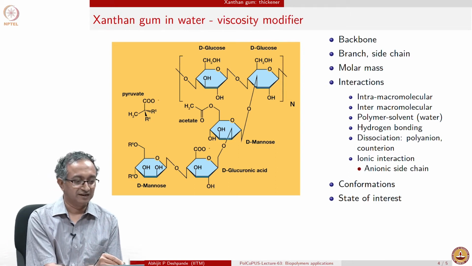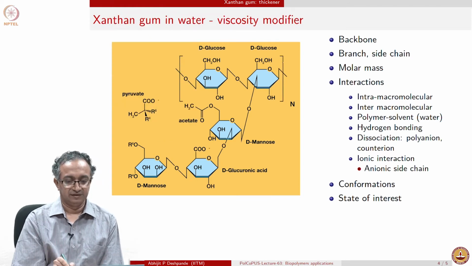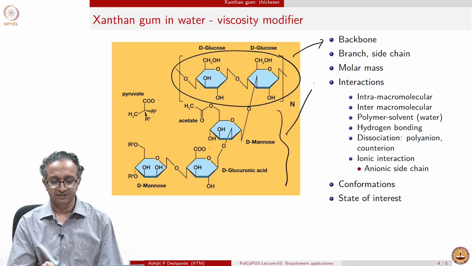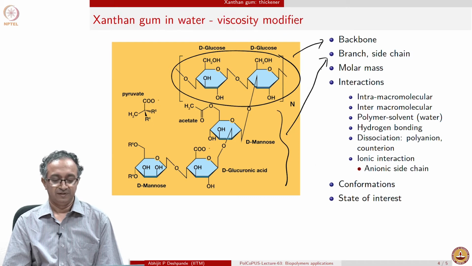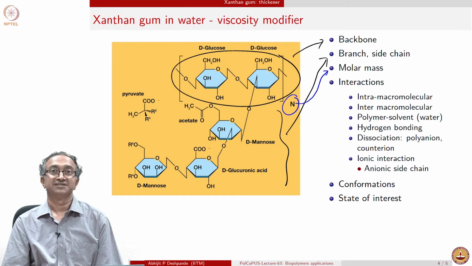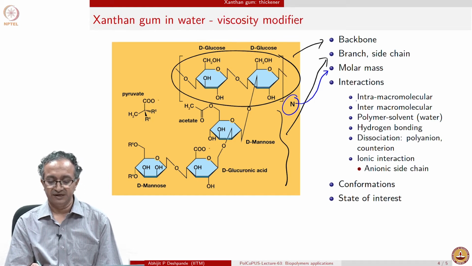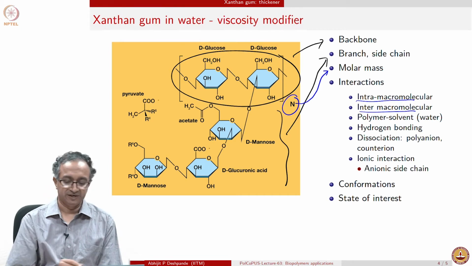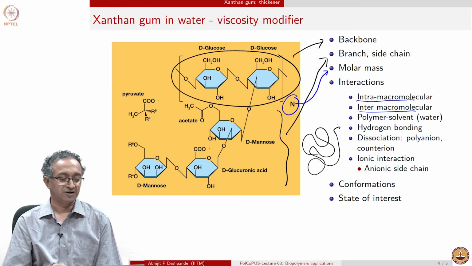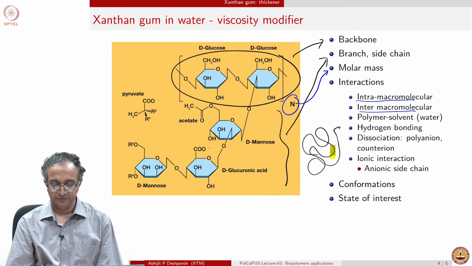So, of course, the backbone itself is there. You can see that there is a side branch. The molar mass of course depends on the degree of polymerization. The interactions. So, here very importantly we have intra-macromolecular and inter-macromolecular interactions, and just the way we have been drawing a polymer macromolecule, you can notice that one part of a polymer molecule can interact with another part.